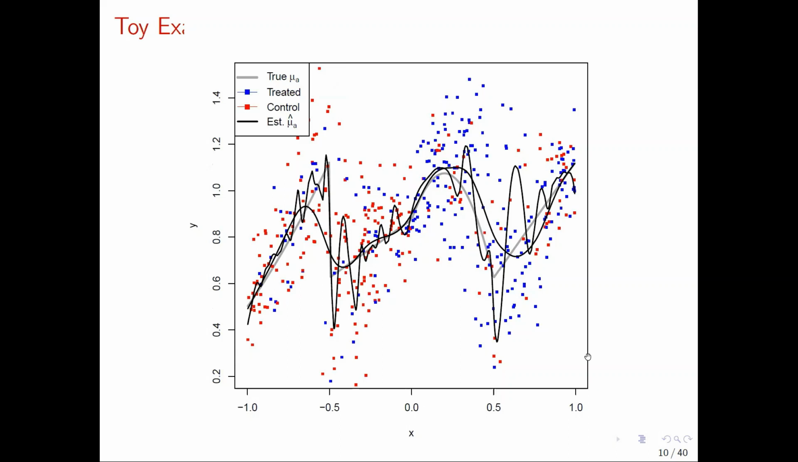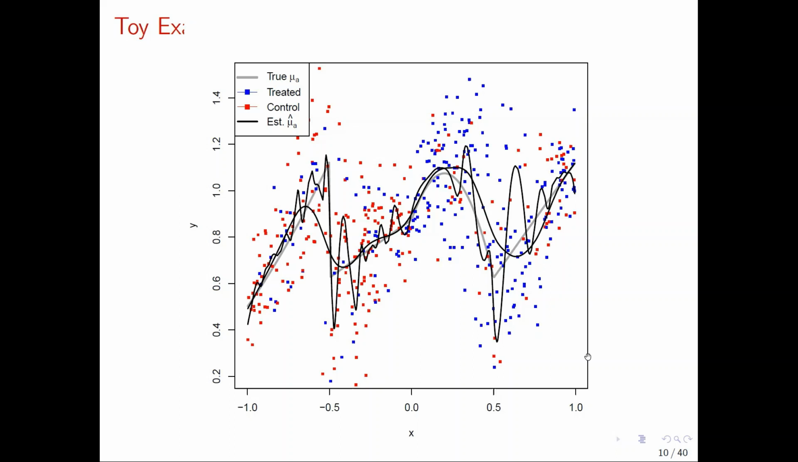No, in this example, there's no unmeasured confounding. All the confounding is explained by the X variable, which we have access to. But there's confounding by measured variables. Yeah, great question. I meant to say at the start, feel free to stop me at any point if there are any questions at all.